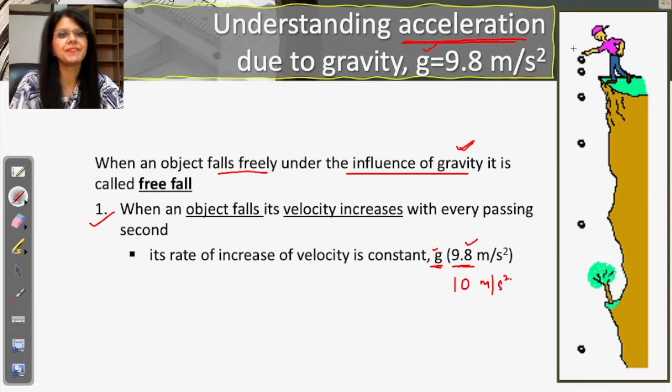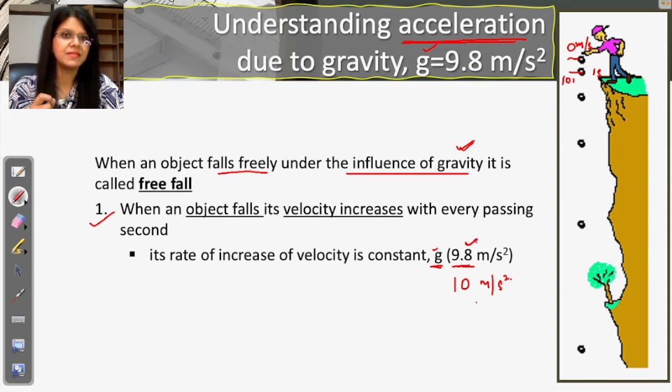So let us say that this ball at the 0th second, its velocity was 0 meters per second. This is the 0th second, and after 1 second, the ball has reached this location. What is the new velocity? The velocity is increasing every second by 9.8 meters per second. So the velocity here is 10. We are taking 9.8 as 10.